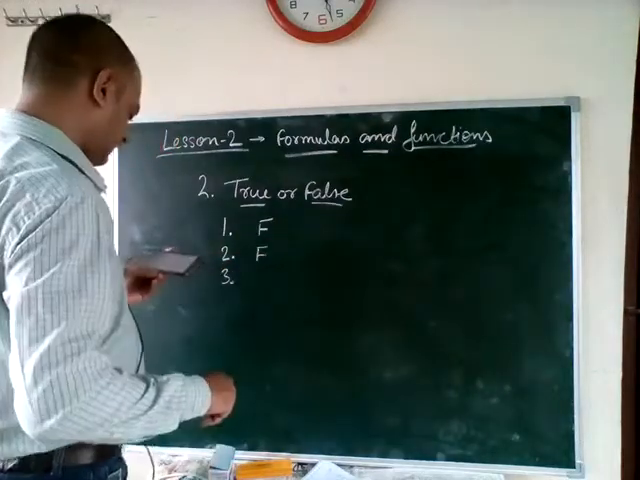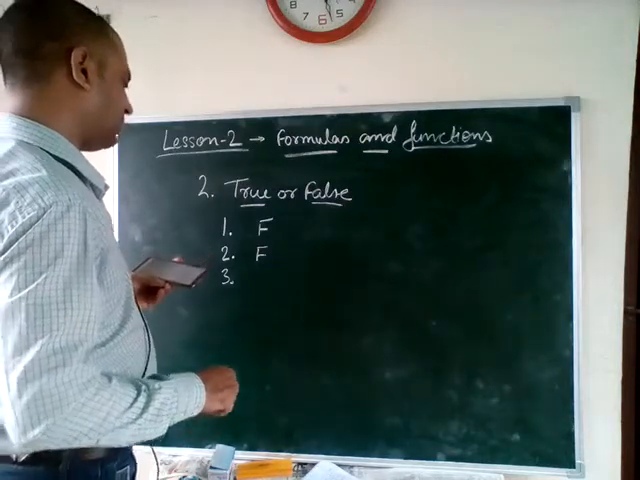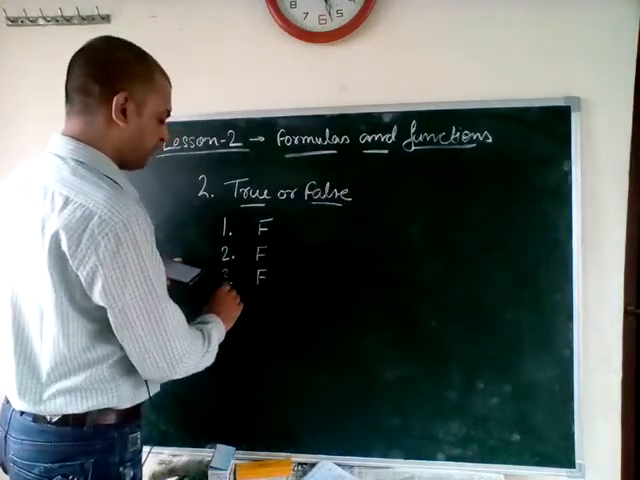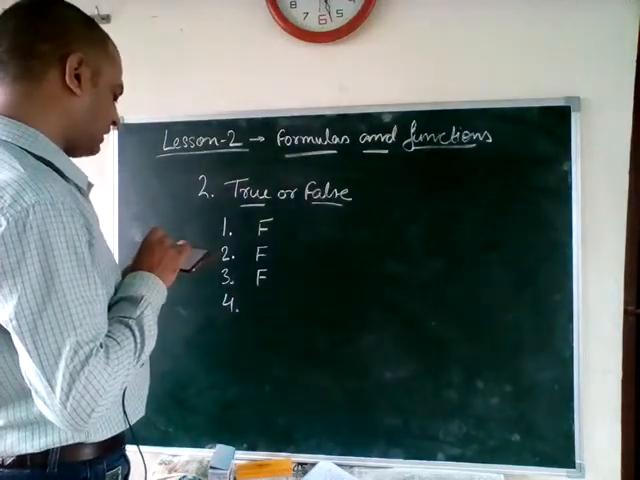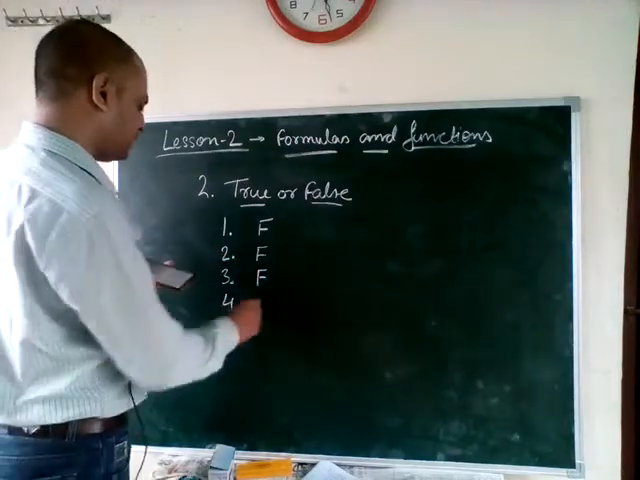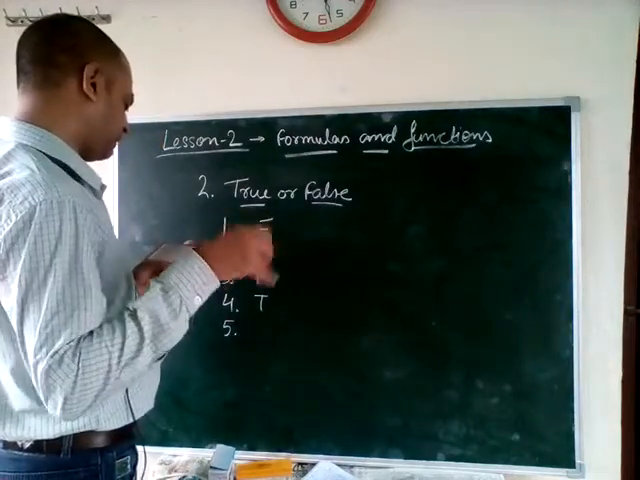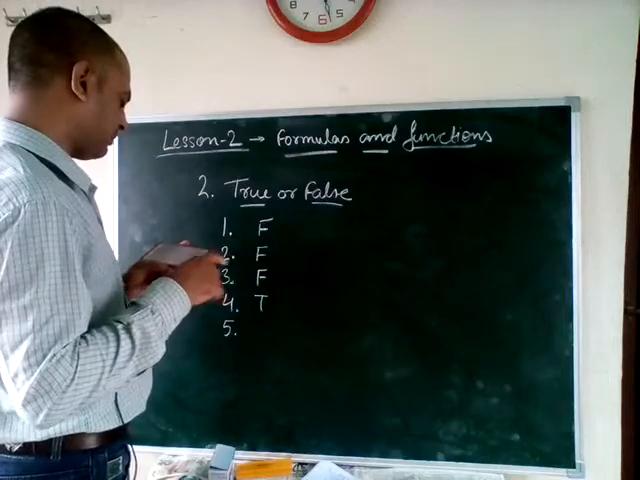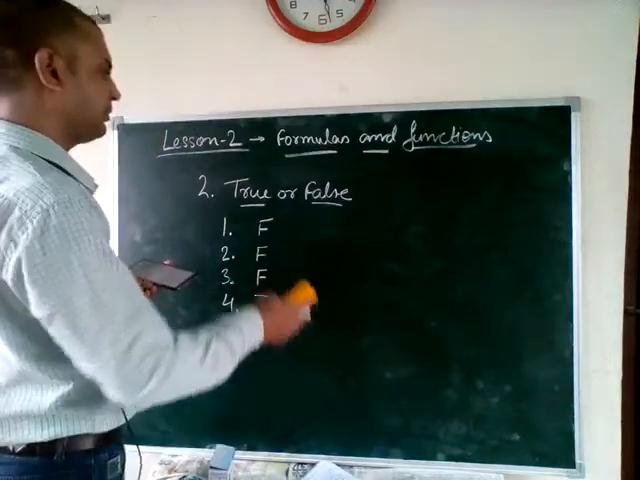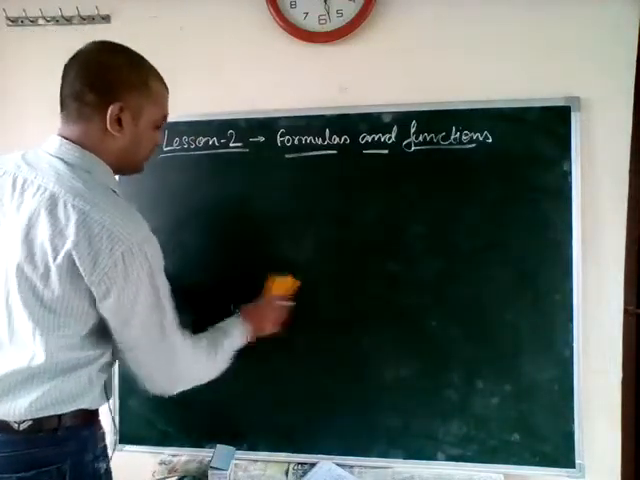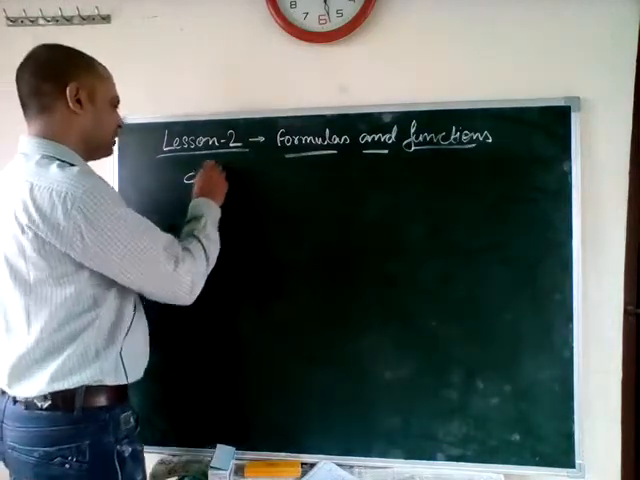Now the third one is Excel has clubbed all the functions in the formulas library. No, this is false. Number 4, a range can be used in a formula. This is true. Number 5, the error value hashtag value occurs in the number divided by 0. This is false. Now this is the true false. I am going to erase it. Now number C is application based question.